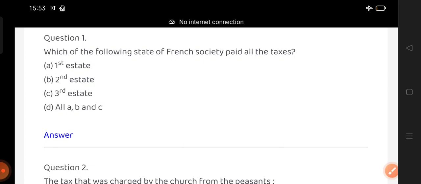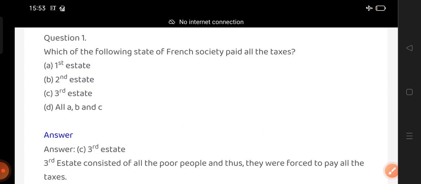So let's begin. First of all, question number 1: which of the following states of French society paid all the taxes? You already know which estate of French society paid the taxes. So counting begins. 1, 2, 3, 4. The correct answer is option C, the third estate. You already know that only the third estate paid all the taxes.